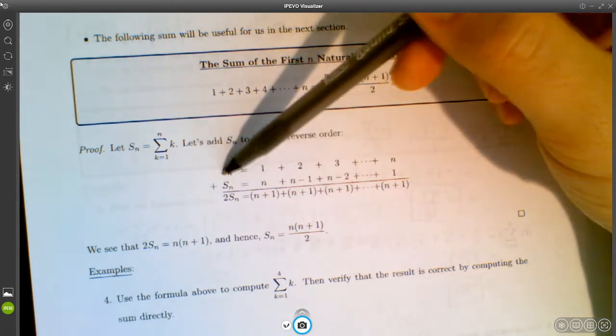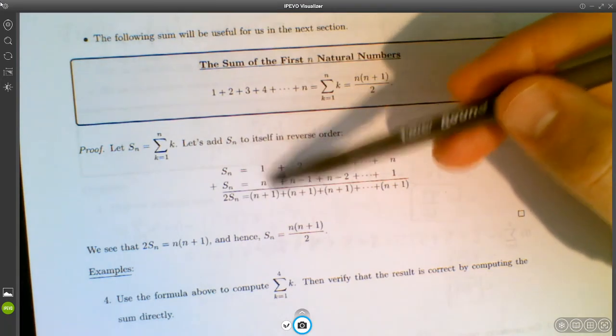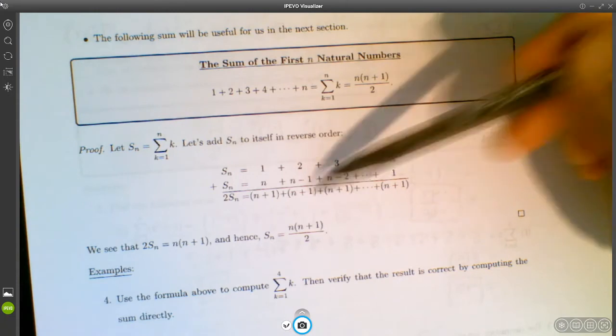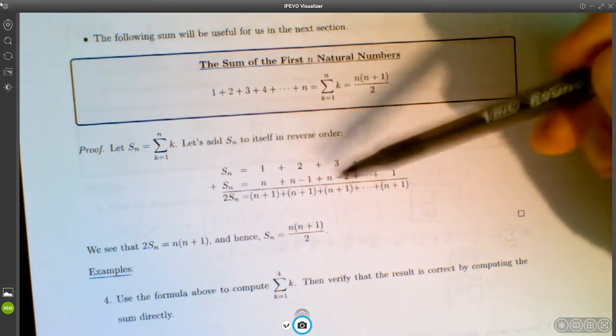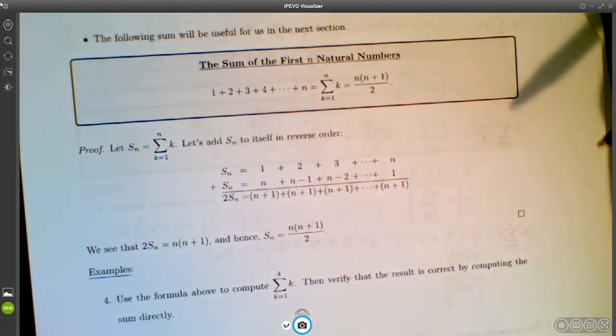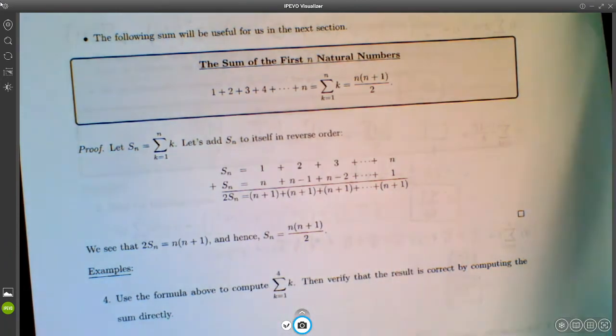Now, if you add that to itself, you're going to get 2 times the sum. But notice that here you get n plus 1. And here you would get 2 plus n minus 1, which is n plus 1. And here you get 3 plus n minus 2, which is n plus 1. So each time you're getting n plus 1 all the way down to the end. You're just adding n plus 1 to itself a bunch of times.